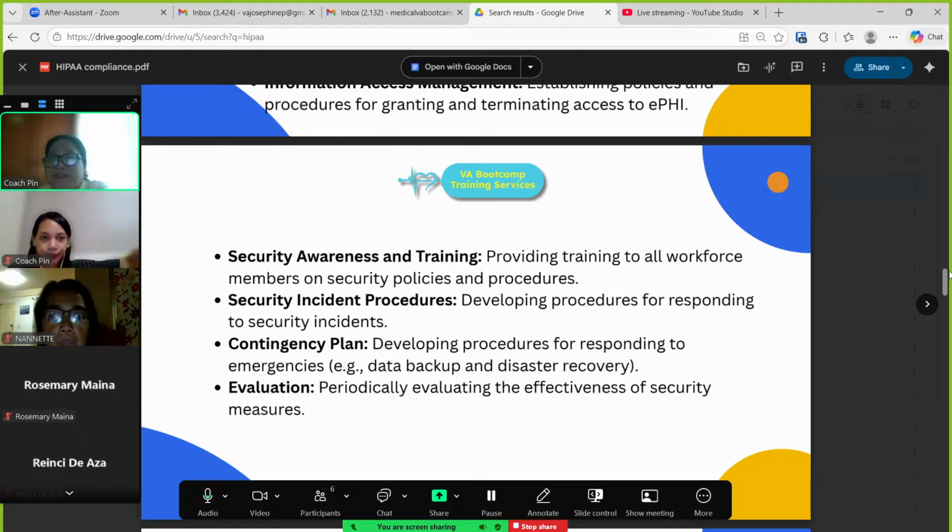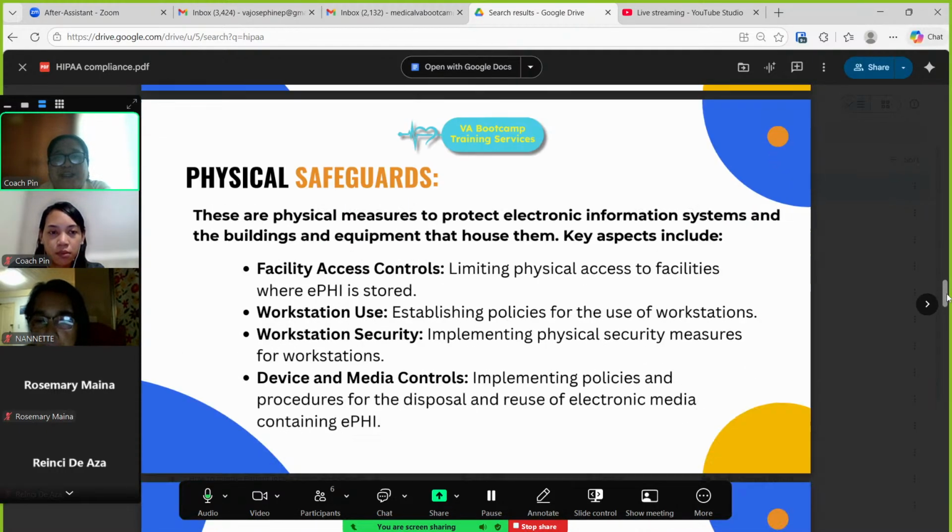Security incident procedure means developing procedures for responding to security incidents. Contingency plan. So this is developing procedures for responding to emergencies. So just in case of disaster recovery or data backup. Okay, and then evaluation. This is periodically evaluating the effectiveness of security measures.